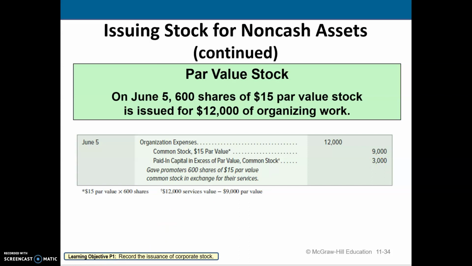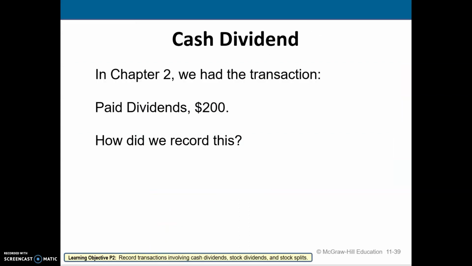Okay, next we're going to take a look at cash dividends. So in chapter 2, we had this transaction, paid dividends for $200. Well, how did we record that? We debited dividends $200, we credited cash.